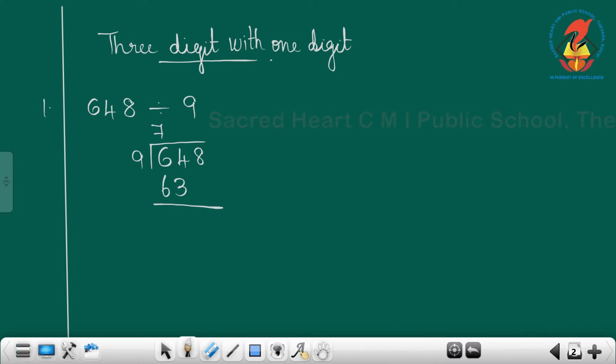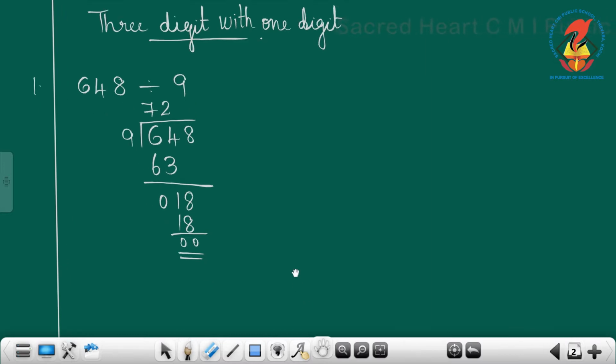So 4 minus 3, next step is subtract, it's 1. Here 6 minus 6 is 0. The next number, bring it down, that is 18. In 9's table, 2 9s are 18. So 2 times. Subtracting, the answer is 0. So remainder is 0. After that you must check your answer.